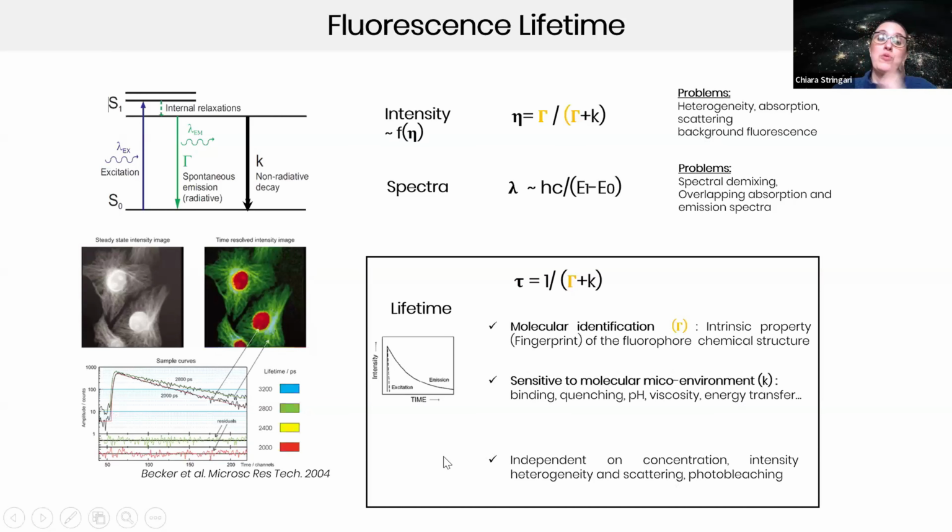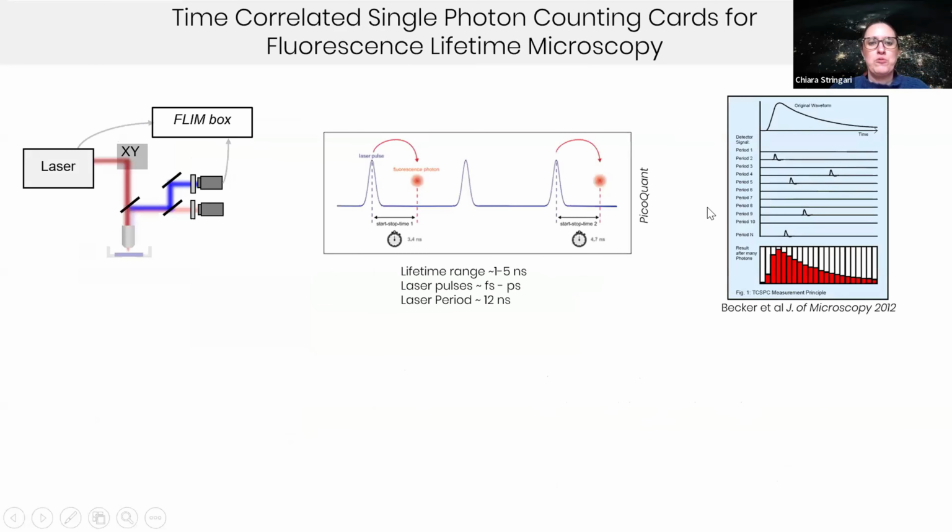That's why we do fluorescence lifetime microscopy and measure the lifetime of fluorophores. The lifetime depends on the molecular structure of the protein or fluorophore, but is especially sensitive to the microenvironment through the non-radiative decay. So FLIM and the lifetime decay can really report on binding, quenching, pH, viscosity or energy transfer. Before talking about metabolic imaging with FLIM, I want to tell you what FLIM is for people who don't know.